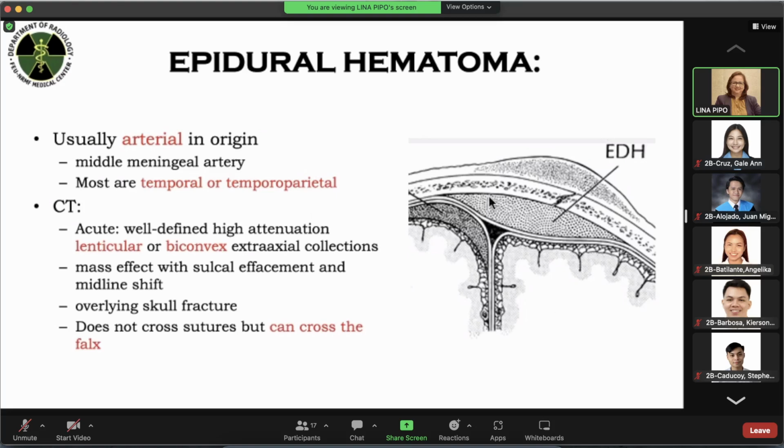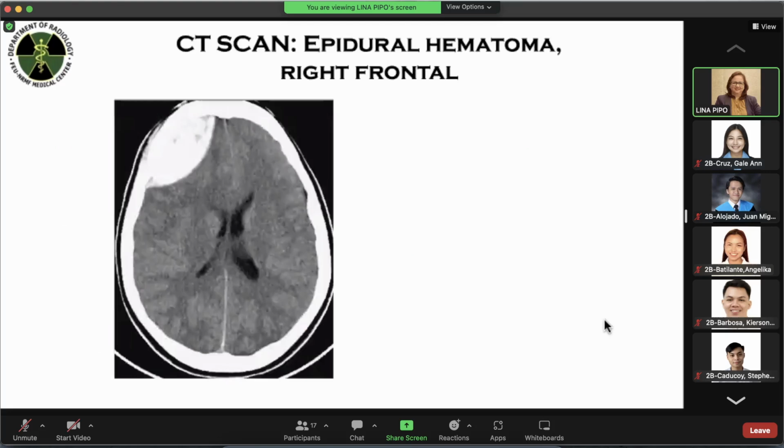So as you can see, here are the faults. It can cross the faults, but it does not cross the suture line. So that's your epidural hematoma. An example of your epidural hematoma in your axial CT scan, right frontal region. So this is the hyperdense extraaxial collection in the right frontal with biconvex shape, showing you an epidural hematoma.